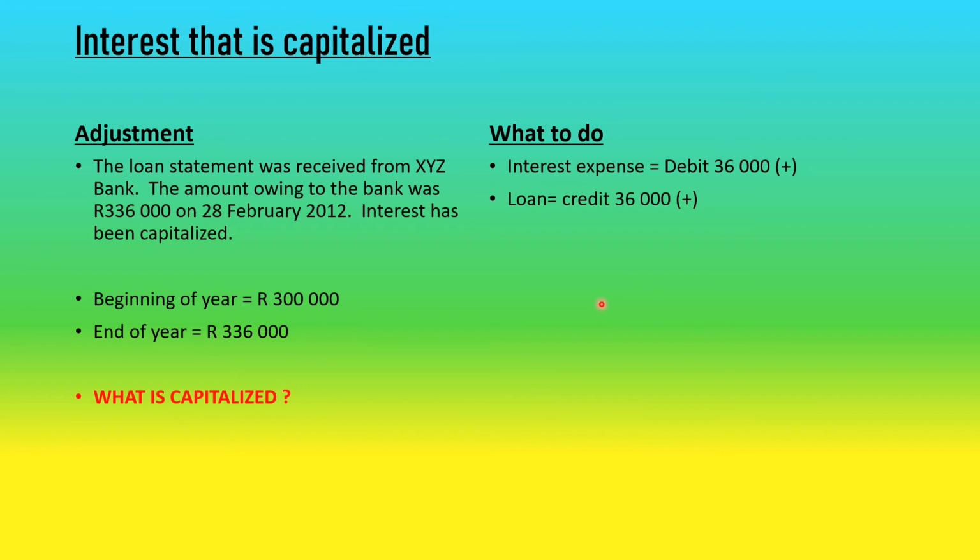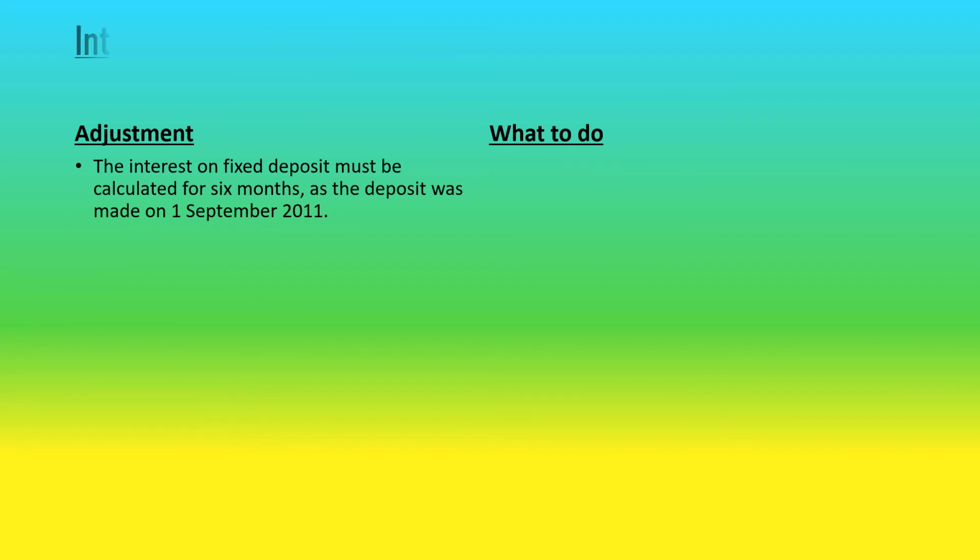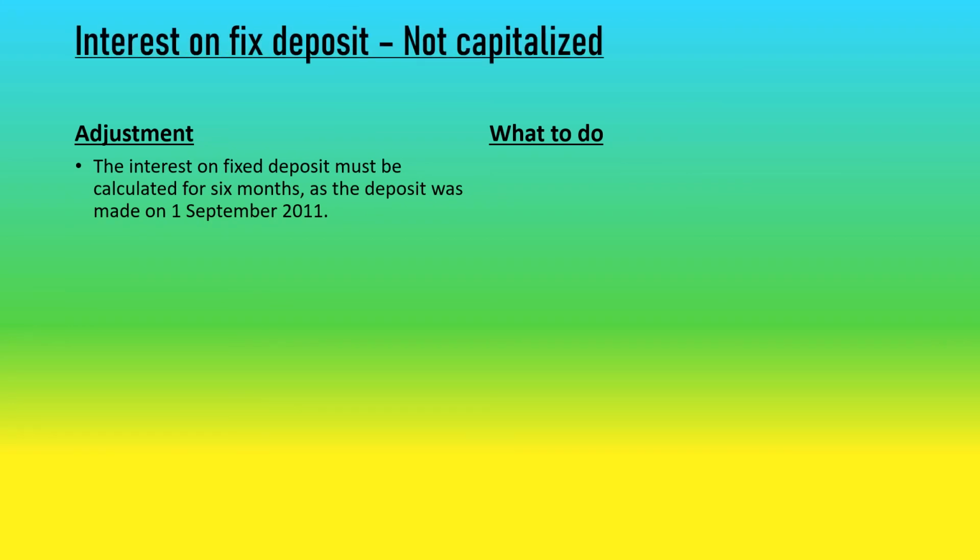So your journal entries would be interest expense, you add your 36,000 Rand of interest expense, and loan, you would also add 36,000 Rand because that is the amount that was added to the loan. So here's another example where interest is not capitalized.